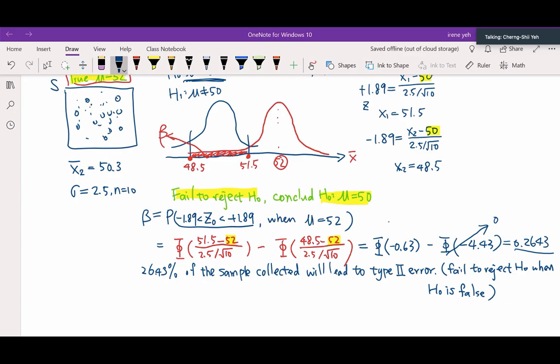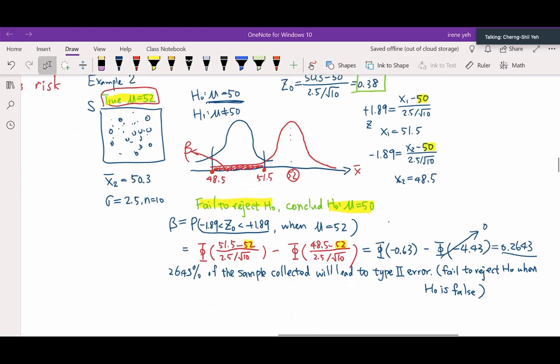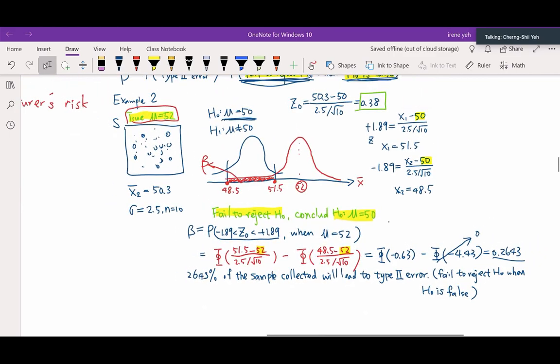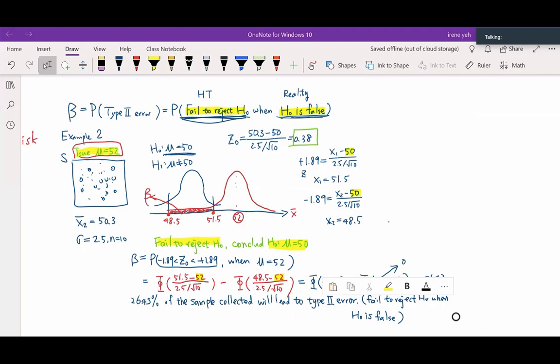Okay, I'll give you a minute to write this down while we discuss the practical application of this. That should be good. Okay. So let's look at this interpretation of this. We believe our process is actually the blue distribution. It's the blue population. But in reality, it's already shifted to the red. So in other words, we fail to detect there's a shift in our process.